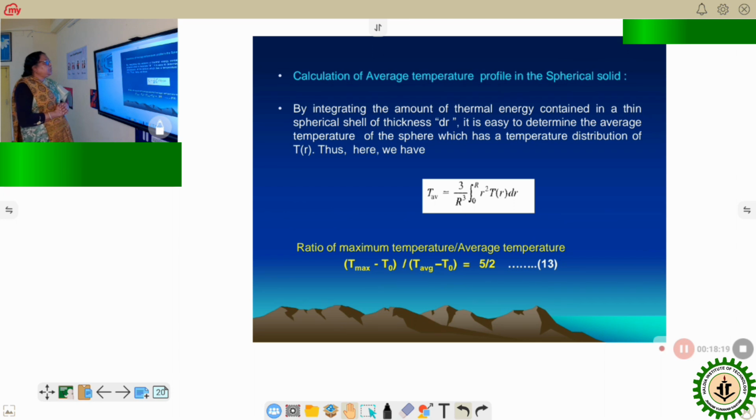Here also, if we calculate the T average using this equation and the ratio of the maximum temperature to the average temperature, we can get that T max minus T0 by T average minus T0 is equal to 5 by 2. That's equation number 30.